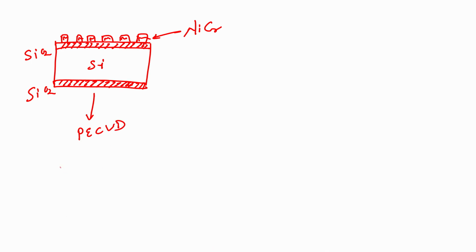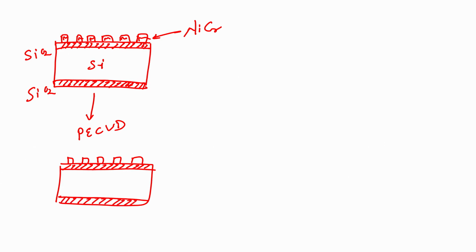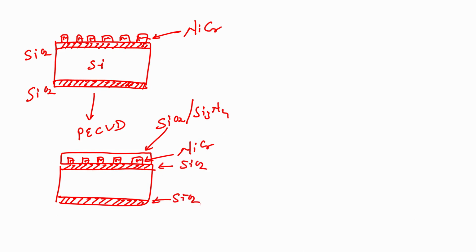If I use PECVD, what will I have? I will have my heater with an insulating material on it. This insulating material can be SiO2 or Si3N4, silicon dioxide or silicon nitride. This is my nichrome, and this is my silicon dioxide.